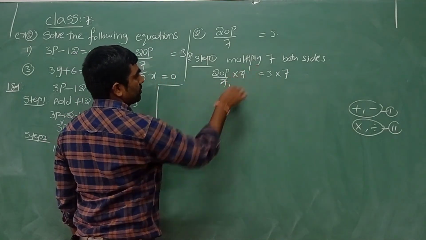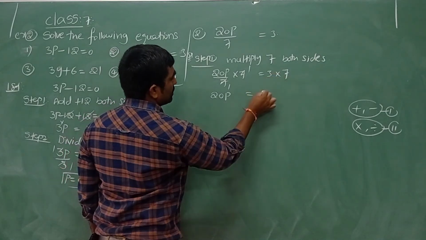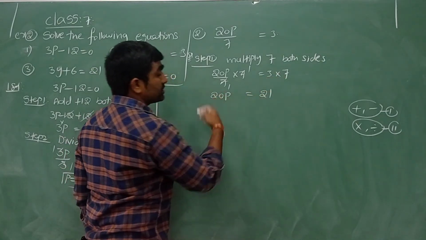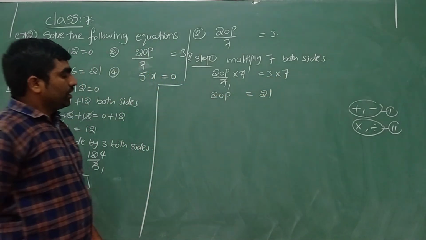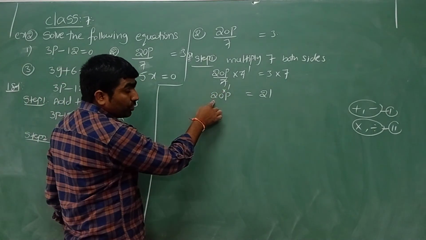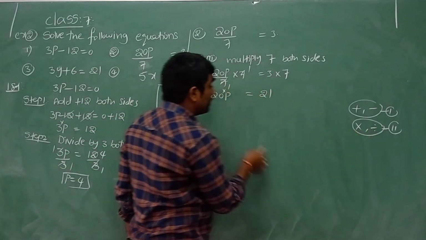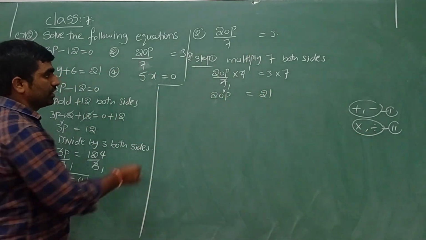7 1s are 7, 7 3s are 21. So here you can see 20p is equal to 3 into 7, 21. Still p is not separated. Along with p we have 20 into p. How can I remove this into 20? To remove that into, we can go with division. Divide the same number on both the sides.